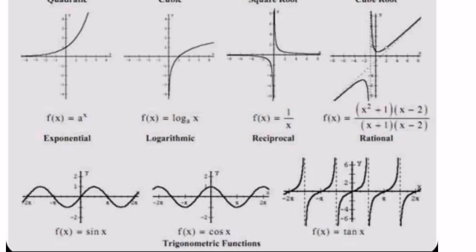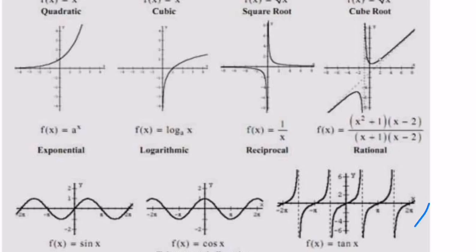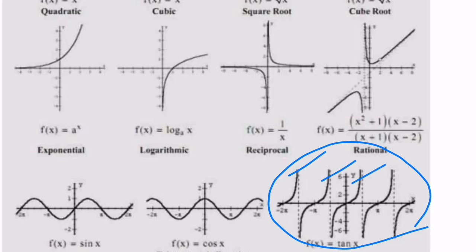The graph of the tangent function is like this frame. The dotted lines are the asymptotes. Therefore, the number of asymptotes of the tangent function is infinite in number.